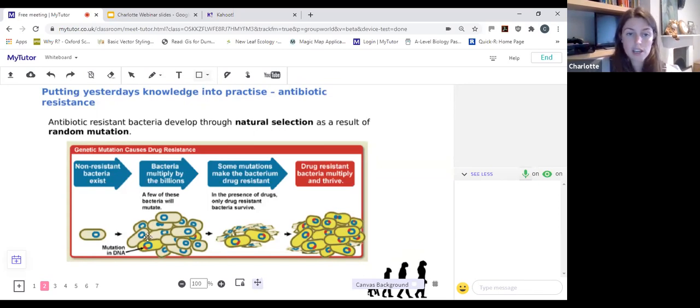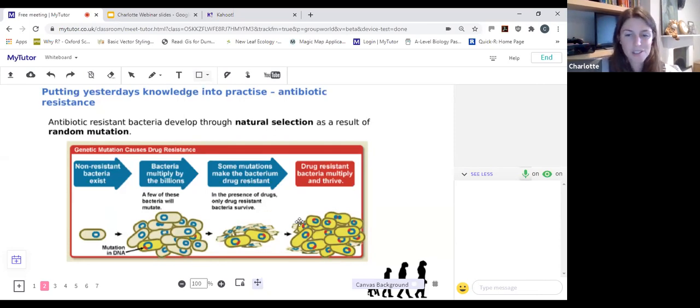Those mutations can either be advantageous or disadvantageous, and sometimes they have no effect at all. But just occasionally, some of those mutations make the bacterium drug resistant. So they make it so that the antibiotics don't work on them anymore. And therefore, in someone that has an infection, when an antibiotic is used to try and get rid of those harmful bacteria, the ones that have that genetic mutation that allows them to be resistant to that antibiotic will survive.